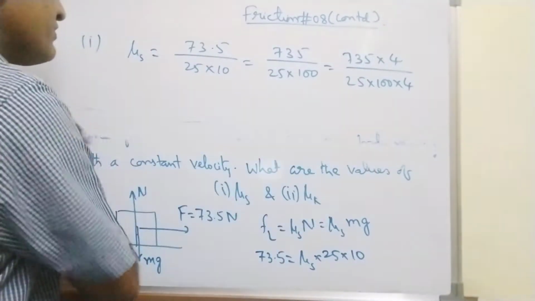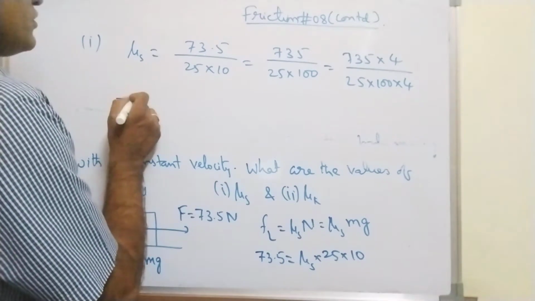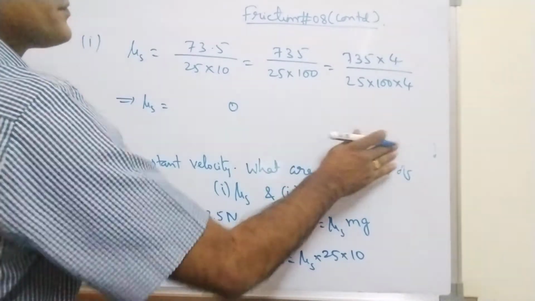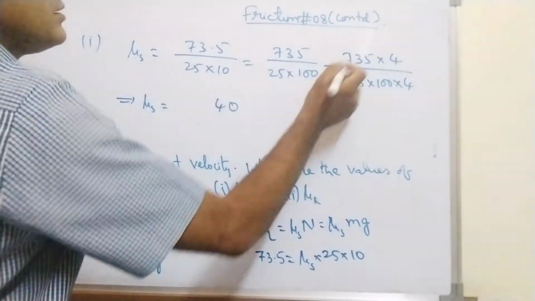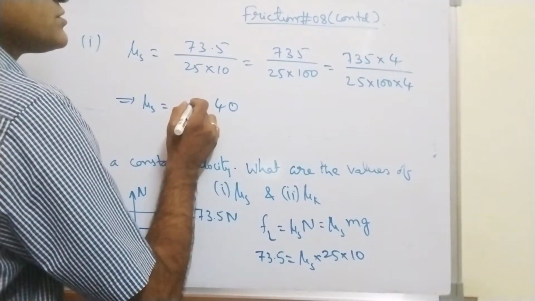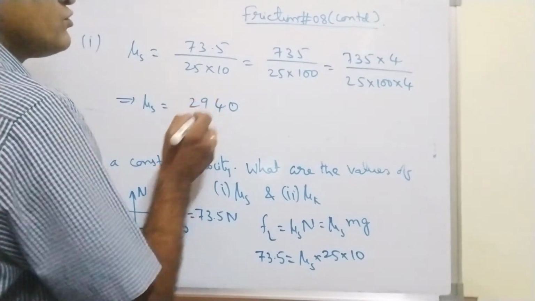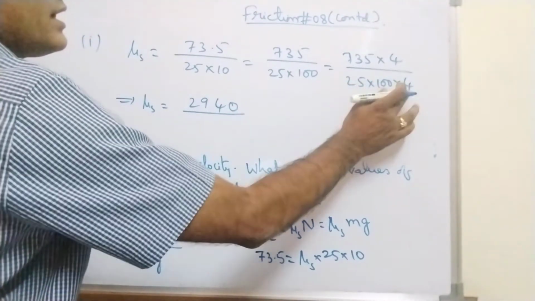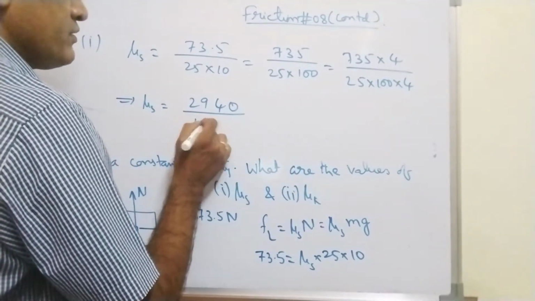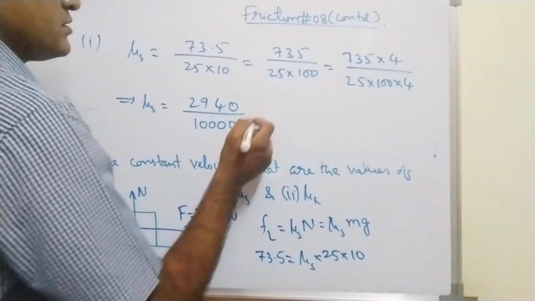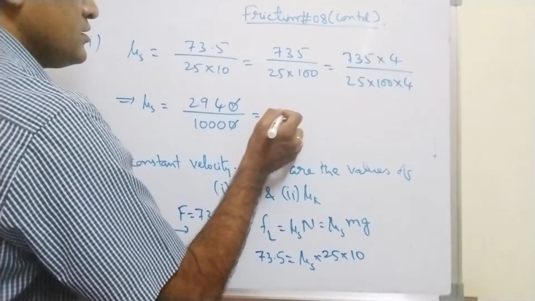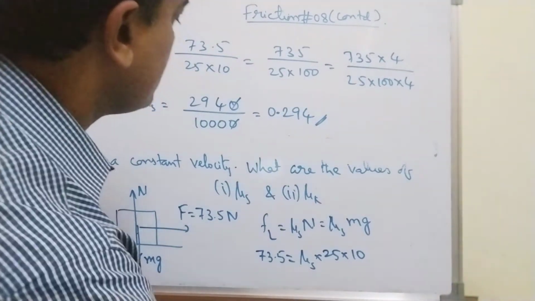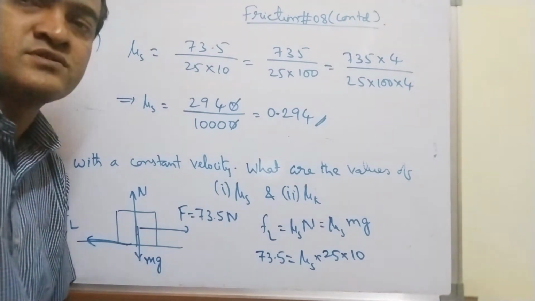Now if you multiply 735 into 4, μs is equal to, 4 5s are 20, 4 3s are 12 plus 2 is 14, 4 7s are 28 plus 1 is 29, so 2940. Yes, 2940 divided by 100 into 100, I will get 10,000, which comes out to be 0.294. This is the value of μs.